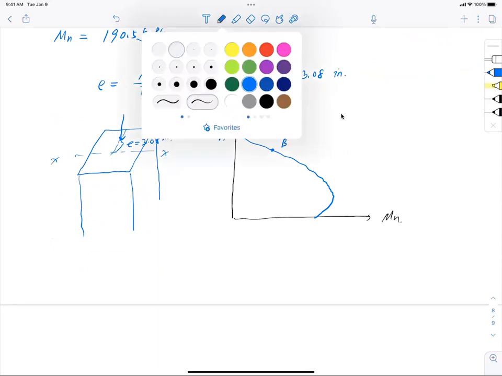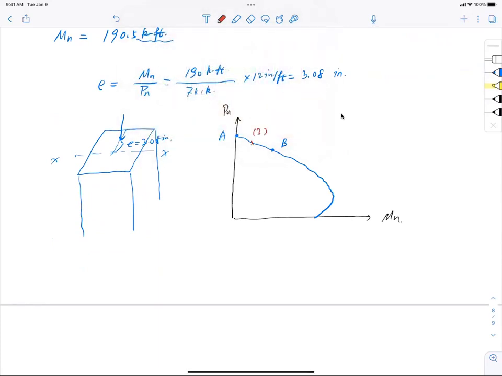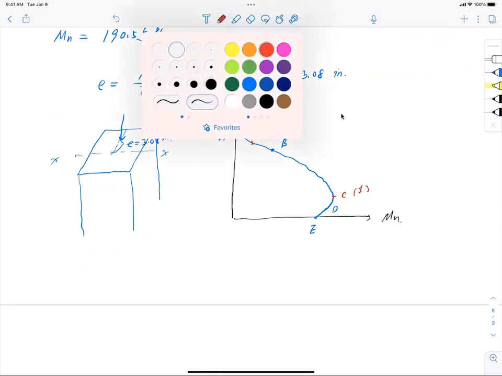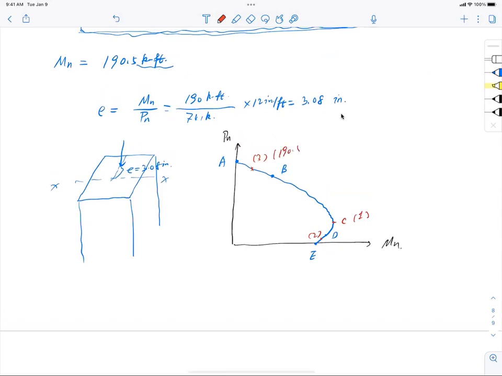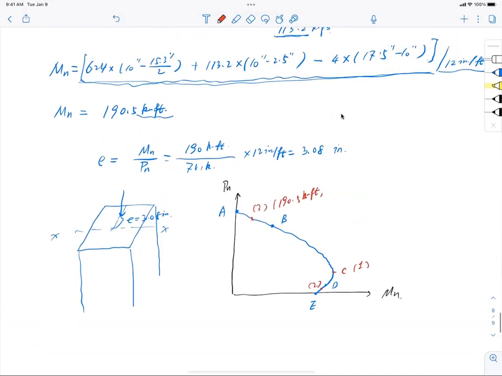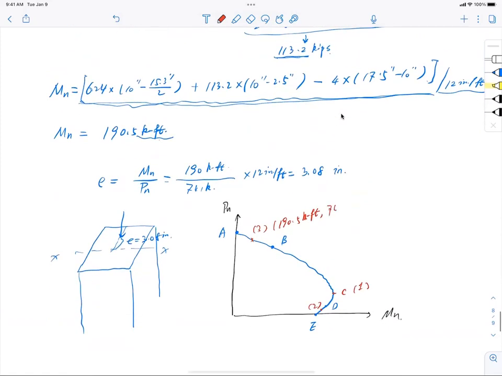And what we just did is 0.3 somewhere here. And then C is right here, which is also 0.2 or 0.1. And again, we didn't do D. We didn't do E, but we did another point right here between D and E. Okay. And now just to label this number 3 here, and this number is 190.5 kip foot, which is the moment. Axial loading is 141 kip, and eccentricity is 3.08 inch on the curve.